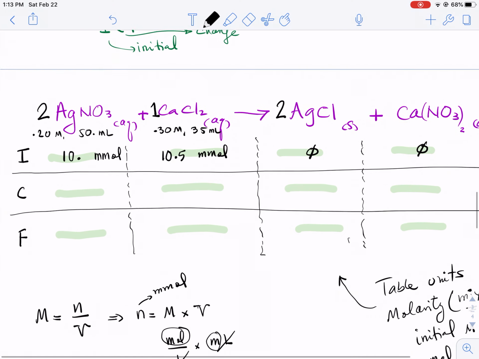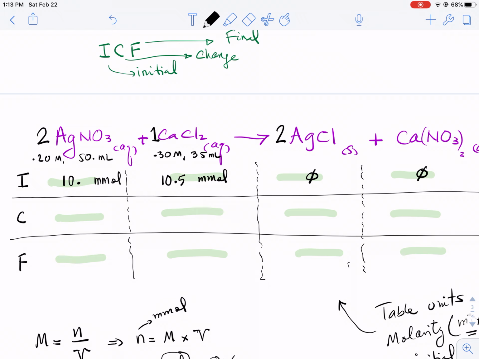I'm not going to write this down, but I want you to do it. Maybe you should write it down just to be sure. If you have 10 millimoles of silver nitrate and you want to figure out how many millimoles of calcium chloride are needed, you essentially have to divide by 2. It's like taking the 10 millimoles and multiplying by a ratio of 1/2, because you need less calcium chloride, by a factor of 2. So 10 times 1/2 gives 5 millimoles. You're going to be reacting 5 millimoles of calcium chloride with the 10 millimoles of silver nitrate.